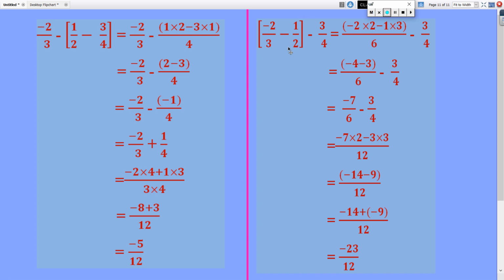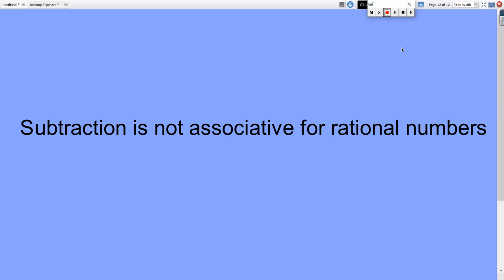That means these two are not equal. So we can say subtraction is not associative for rational numbers. So we can write: subtraction is not associative for rational numbers. Now what about multiplication? Let us do a question.